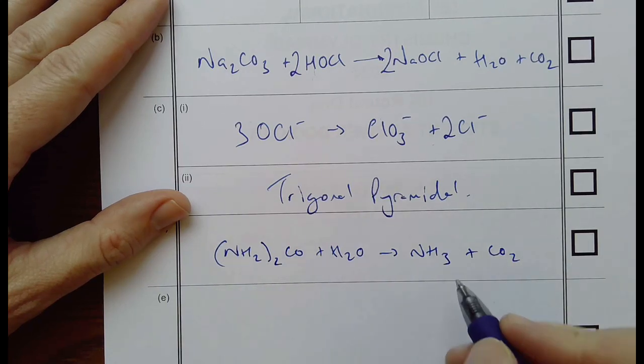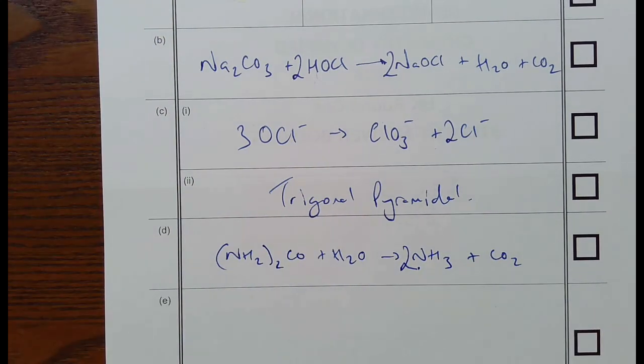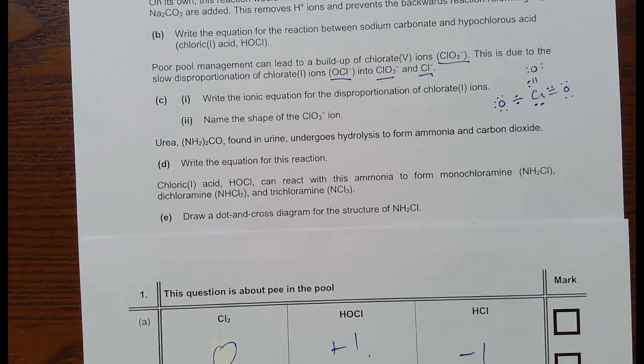Well, I've got 2 nitrogens here, so I'm going to need 2 ammonias, and then I just double check everything else balances. So 2 nitrogens, carbon, 4 hydrogen, 6. Yep, all looks good. Done. E. Draw a dot and cross diagram.